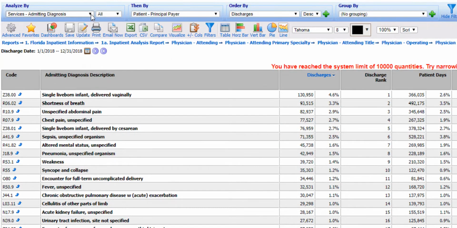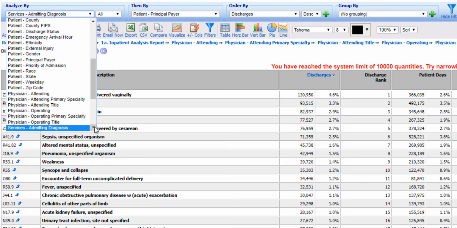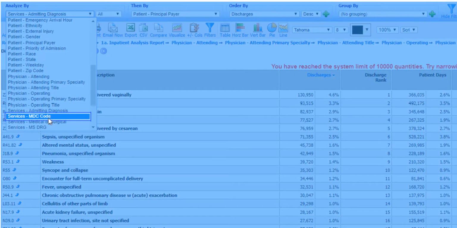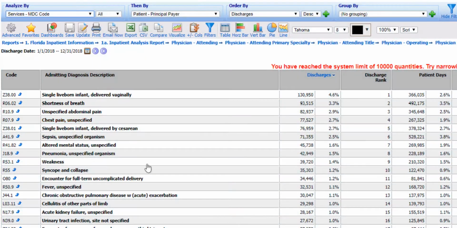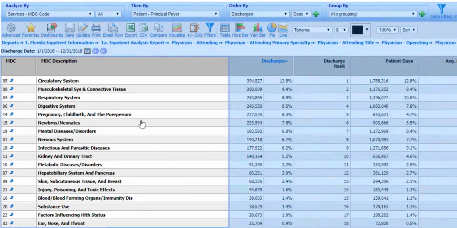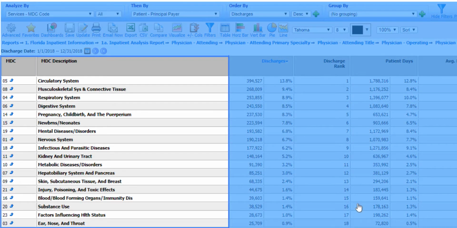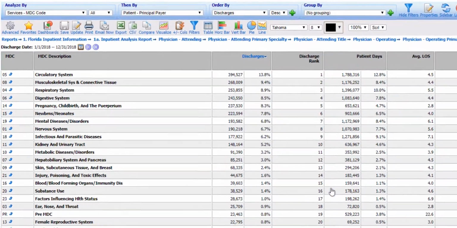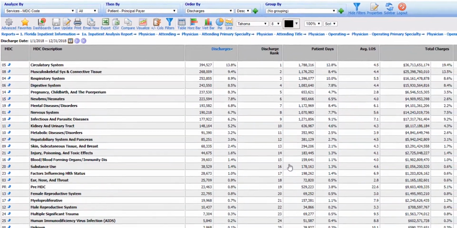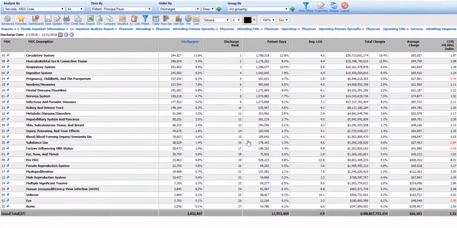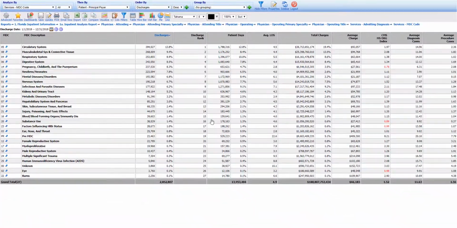The next service data field is a value-added field known as MDC, which stands for Major Diagnostic Categories. This code contains a series of DRG, or diagnostic-related group codes, within each MDC. The MDC codes are defined by the CMS and can be thought of as a type of product line code.